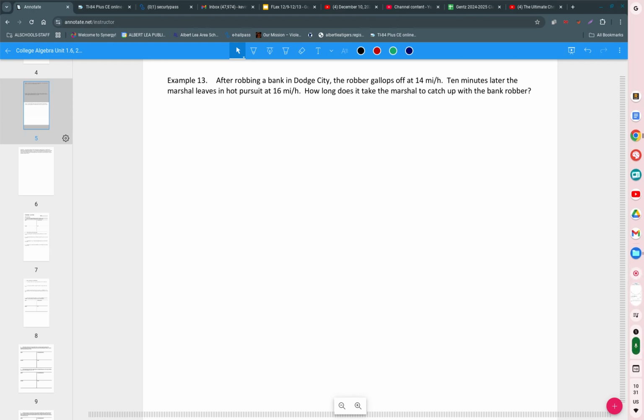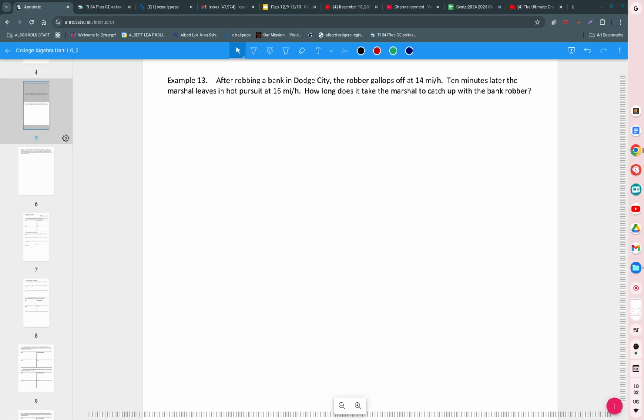Here we go. Lots covered today, okay? After robbing a bank in Dodge City, a robber gallops off on his horse at a speed of 14 miles per hour. 10 minutes later, the marshal leaves in hot pursuit at 16 miles an hour. How long does it take the marshal to catch up to the bank robber?